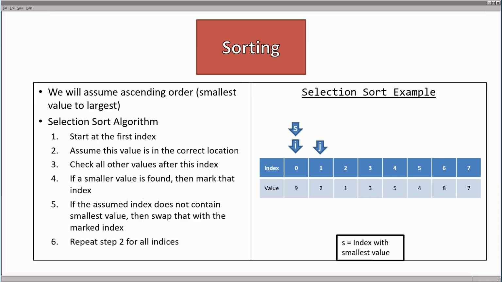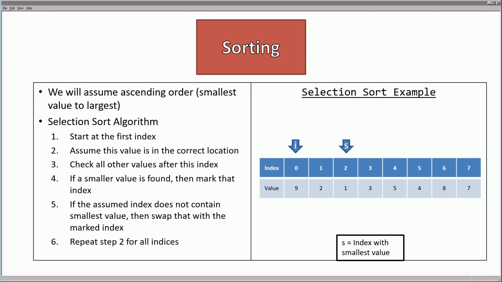So now let's compare. The smallest value is currently 9, and then at index j, we're looking at index 2. Is 2 less than 9? Sure enough, it is. So then we reassign the smallest value to be 2, and we move j forward. Now, is 1 less than 2? Yes, it is. So we reassign the smallest value here, and we keep moving it forward. Now, is 3 less than 1? No. So we move forward. Is 5 less than 1? No. 4 less than 1? No. 8 less than 1? No. 7 less than 1? No. And we're done.